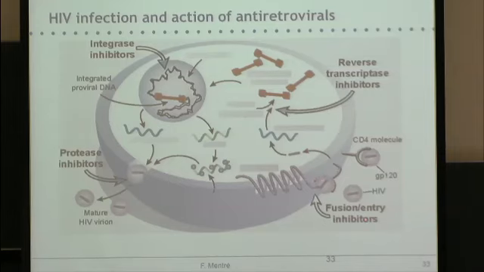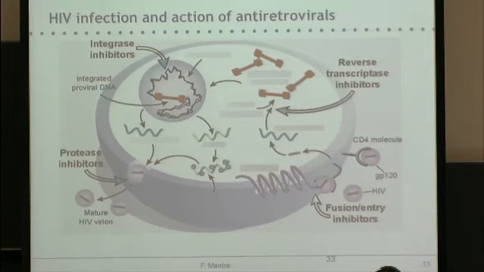Fusion and entry inhibitors stop the entry of the virus into the CD4 cells, but in my study I don't have these drugs, which are new. Reverse transcriptase inhibitors like AZT block the transformation of RNA to DNA before incorporation into the nucleus, and we have two of these drugs. We have integrase inhibitors, which I don't have in my study. And then we have protease inhibitors, which block the production of mature HIV virus.